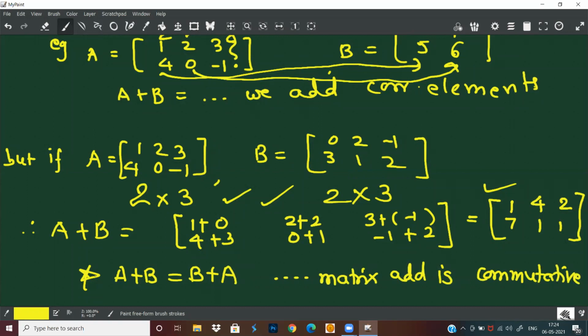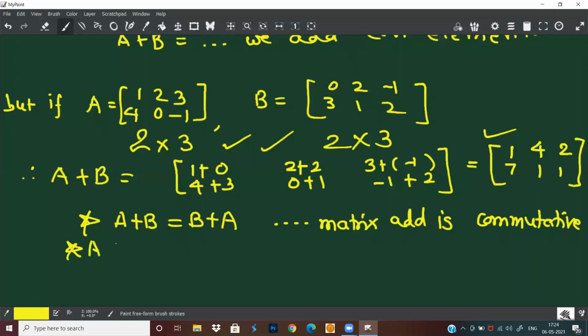अगर 3 matrices ऐड करने हैं A, B, C, so you can add these two पहले and then add it to A. You can add A and B then C. So what we say, matrix addition is associative.